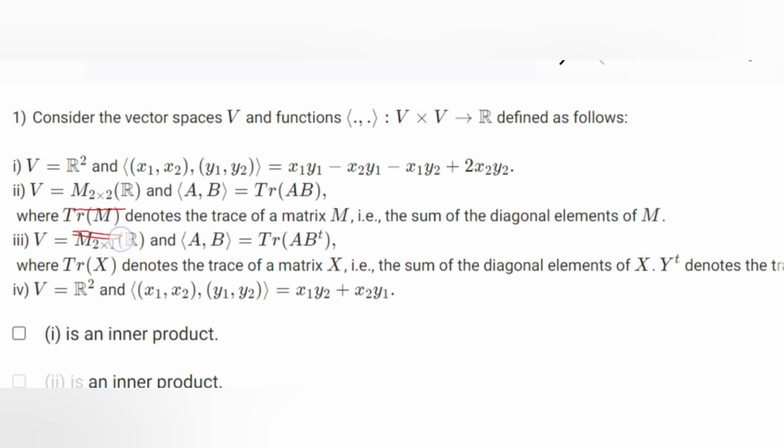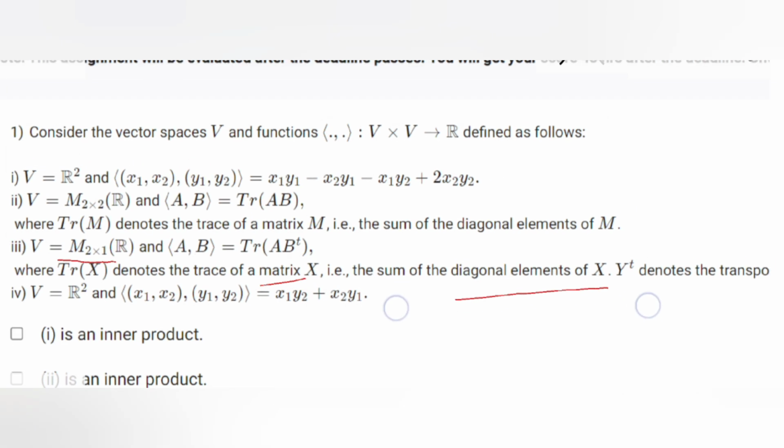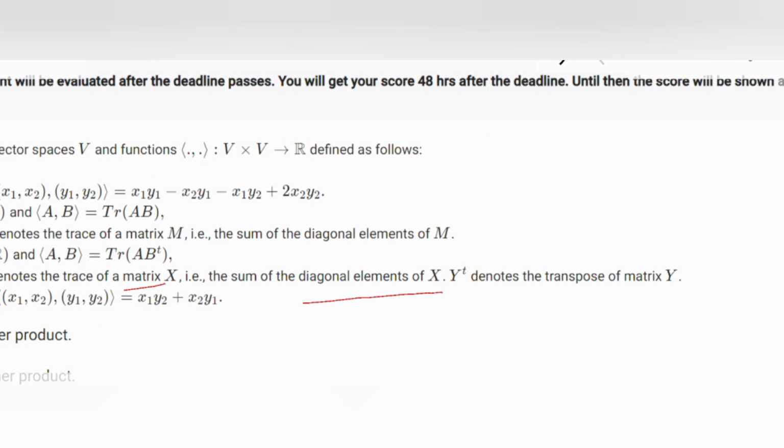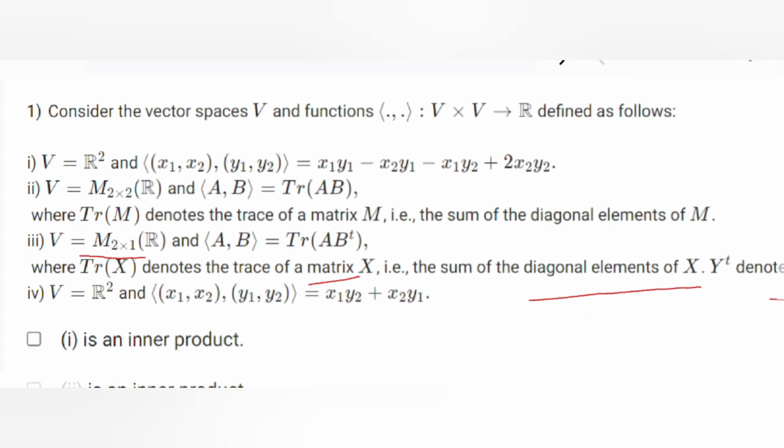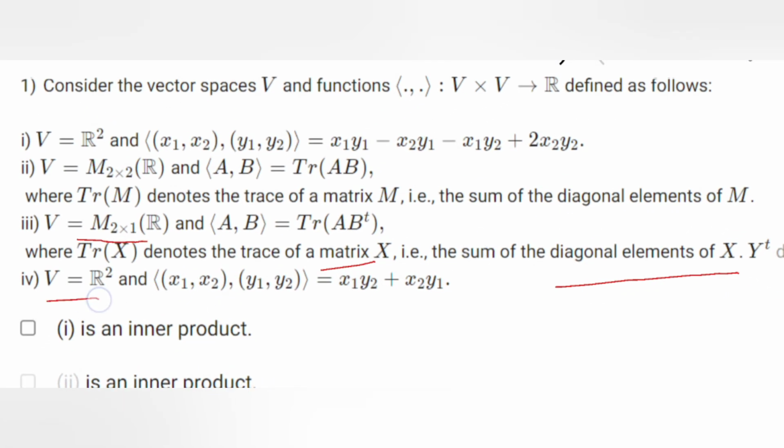Okay, so this one is known as the trace of a matrix, and that is the sum of the diagonal elements of M. And the third one is V is a matrix of size 2 by 2, where ⟨A, B⟩ is equal to the trace of A B transpose, where tr of X denotes the trace of matrix X, that is the sum of the diagonal elements of X, and Y transpose denotes the transpose of matrix Y. And the fourth one is V is equal to R2, and ⟨(x1, x2), (y1, y2)⟩ is equal to x1 y2 plus x2 y1.